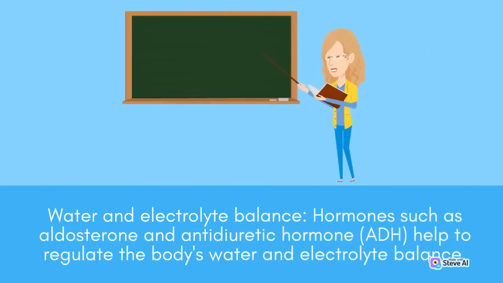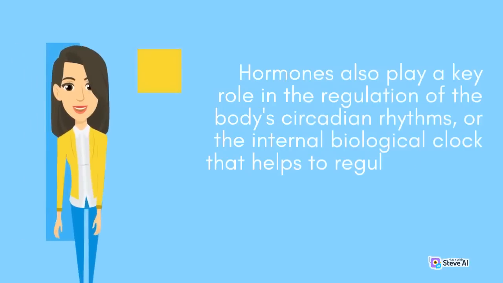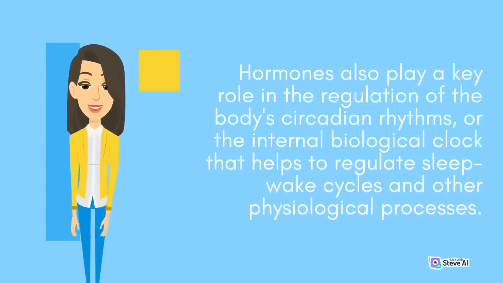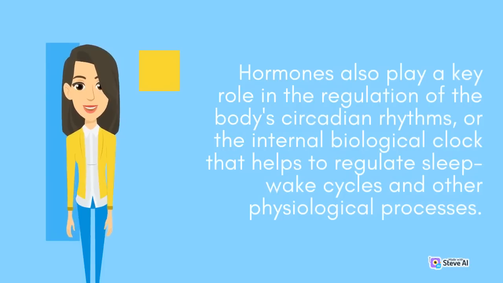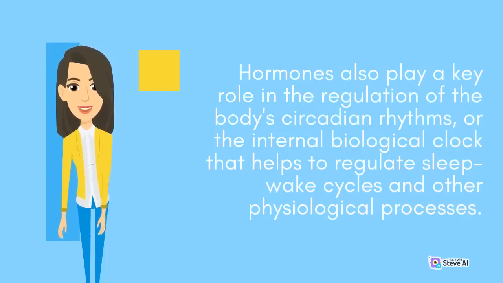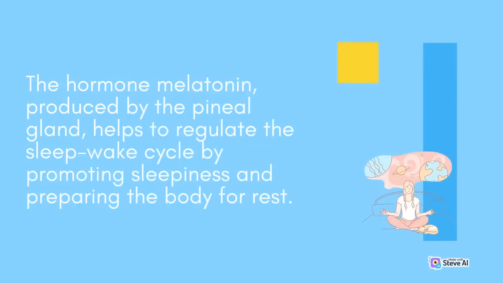Water and electrolyte balance. Hormones such as aldosterone and antidiuretic hormone, ADH, help to regulate the body's water and electrolyte balance. Hormones also play a key role in the regulation of the body's circadian rhythms, or the internal biological clock that helps to regulate sleep-wake cycles and other physiological processes. The hormone melatonin, produced by the pineal gland, helps to regulate the sleep-wake cycle by promoting sleepiness and preparing the body for rest.